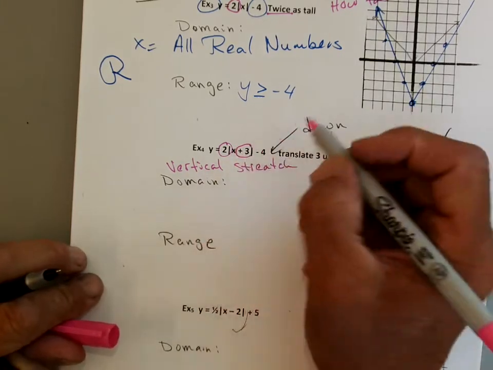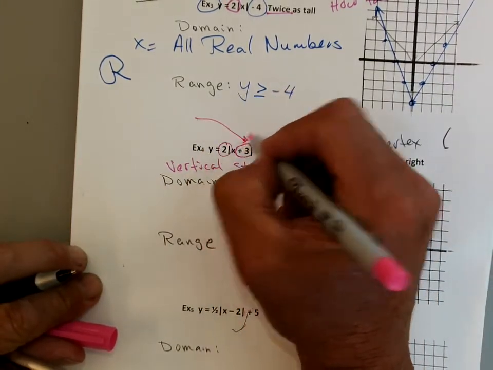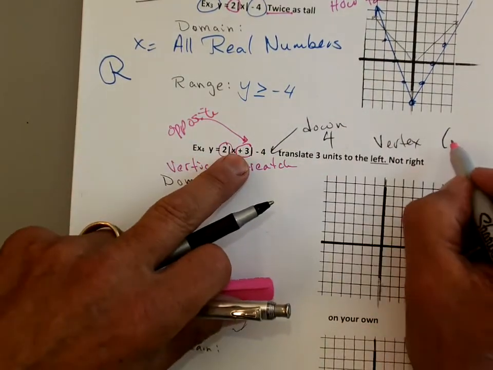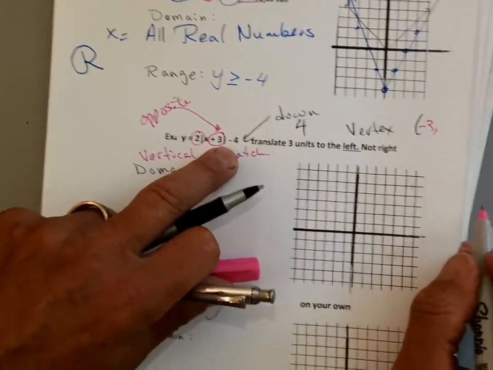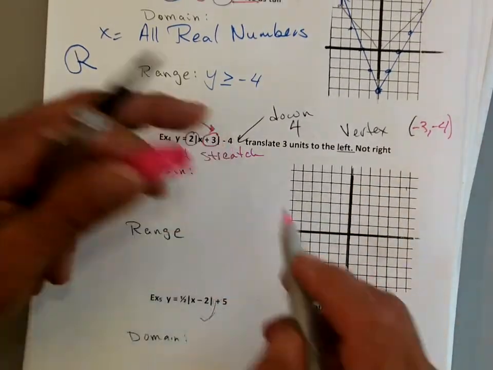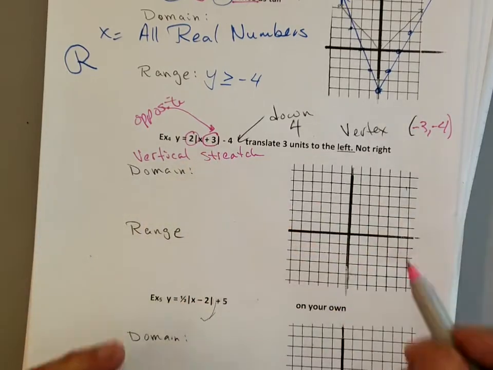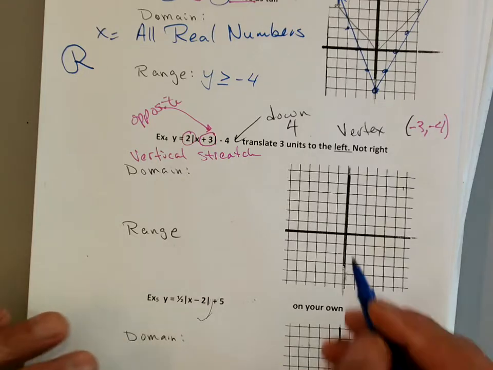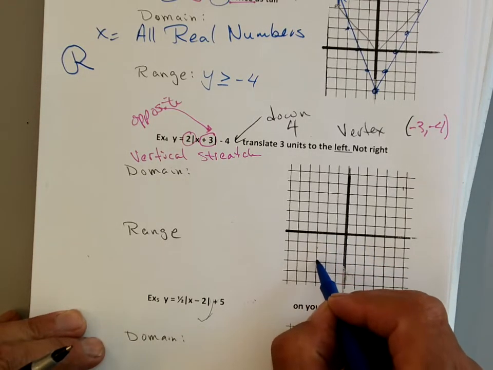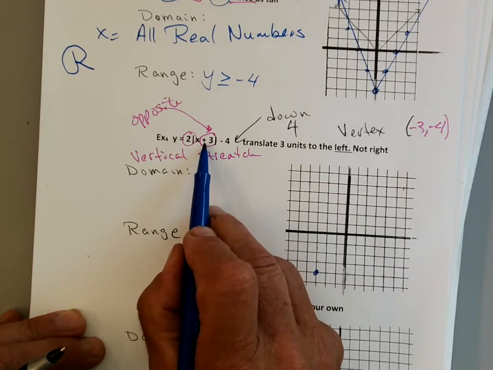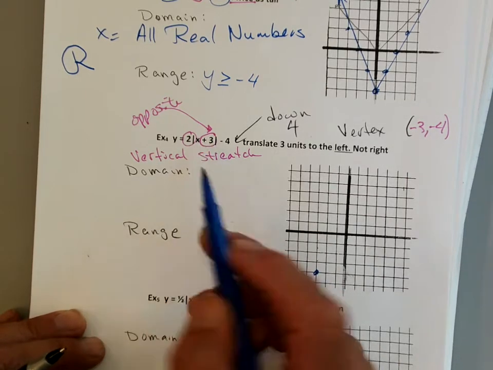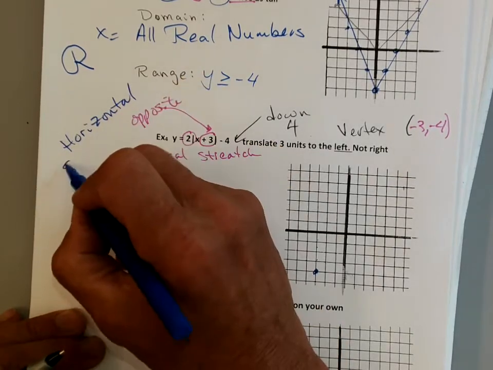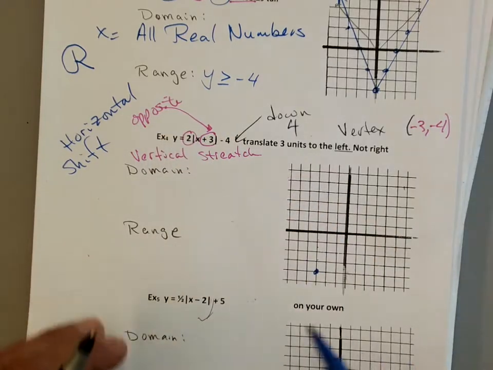Always opposite. It's going to be the opposite of the inside number, negative 3. And then down 4. That's where my vertex goes. Okay, it's always the opposite of this number, and I'll explain that to you in a second. So I'm going to go negative 3. So my vertex is going to be at negative 3, down 4. 1, 2, 3, 4. Okay, opposite of this number on the inside. That's a horizontal shift.